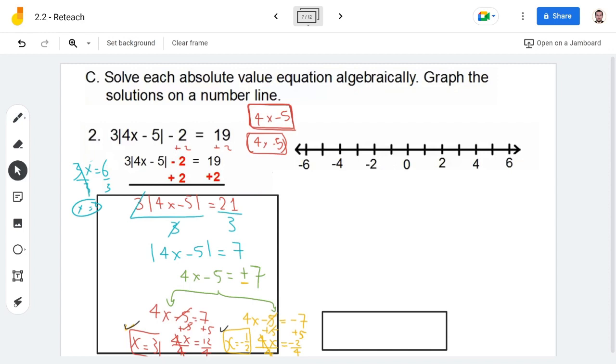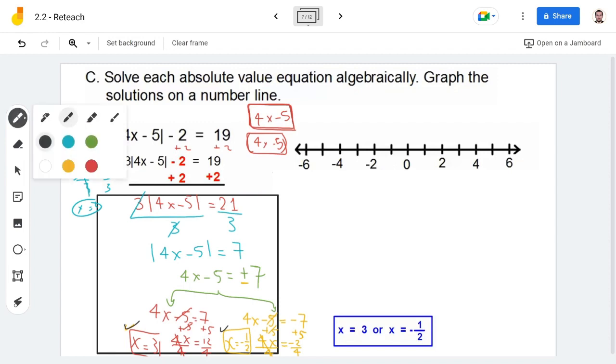Now let's check our answers. Our answers are 3 and negative half. So now let's plot them on the graph. To plot them, if this one is negative 1, then negative half will be here. And x equal to 3: 1, 2, 3, so my second point will be here. I hope this is clear.